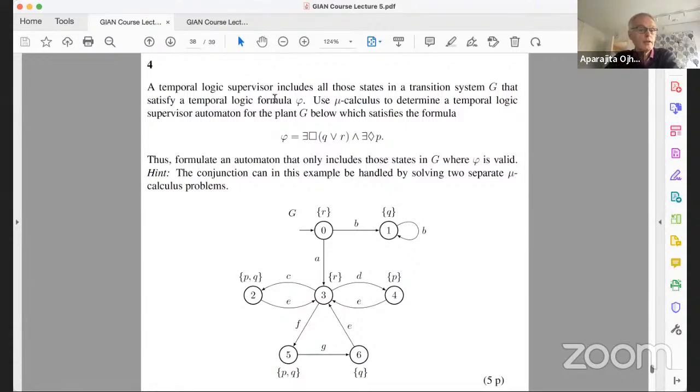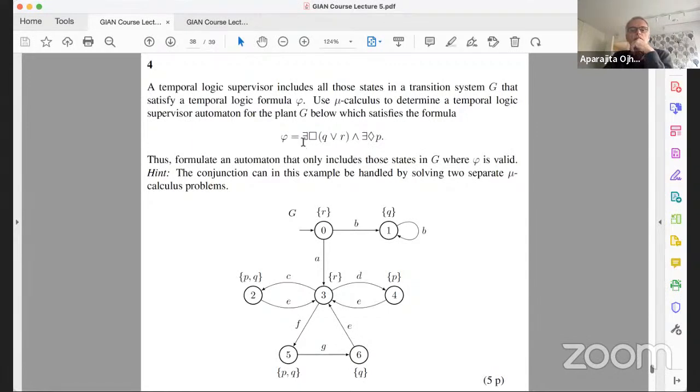I could say that implementing these fixed point iterations in mu calculus is quite straightforward. You may find it confusing right now, but it's quite easy to implement those. A temporal logic supervisor includes all those states in a transition system that satisfy temporal logic formula phi. Then we should use mu calculus to determine a temporal logic supervisor automaton for the plant G given here, which satisfies the following formula.